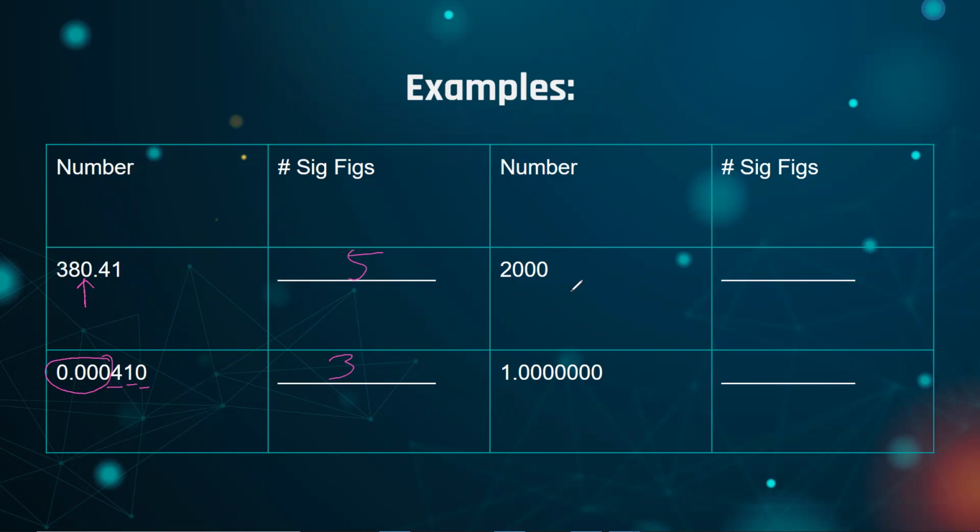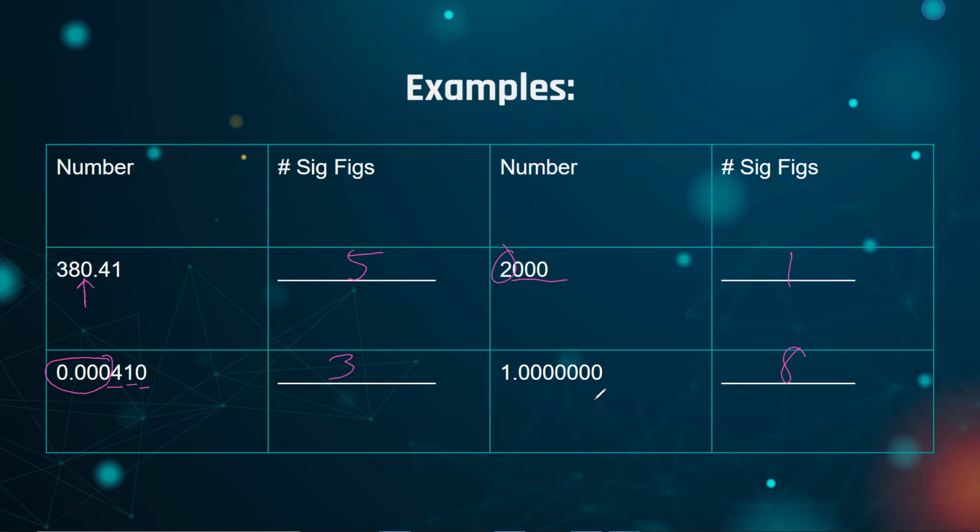We know that lagging zeros are insignificant, which means there's only 1 sig fig in this number. But we know that zeros that take place after a decimal place are significant. So we need to count 1, 2, 3, 4, 5, 6, 7, 8 sig figs in this number.